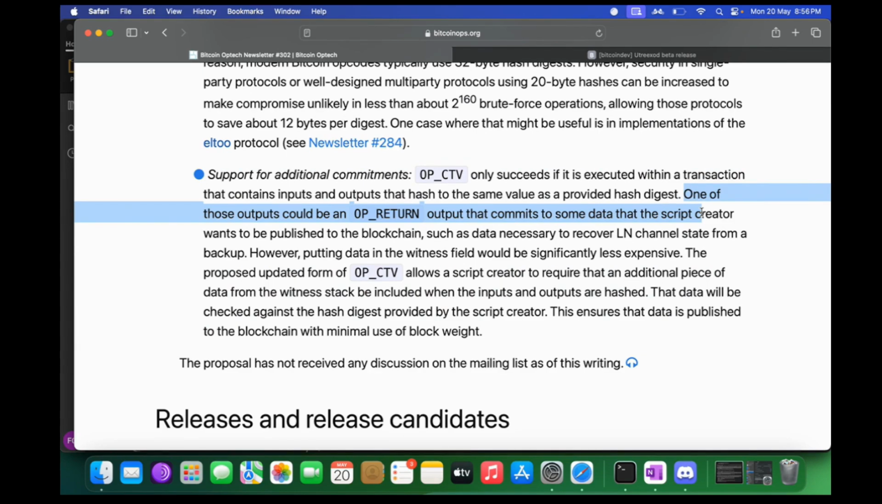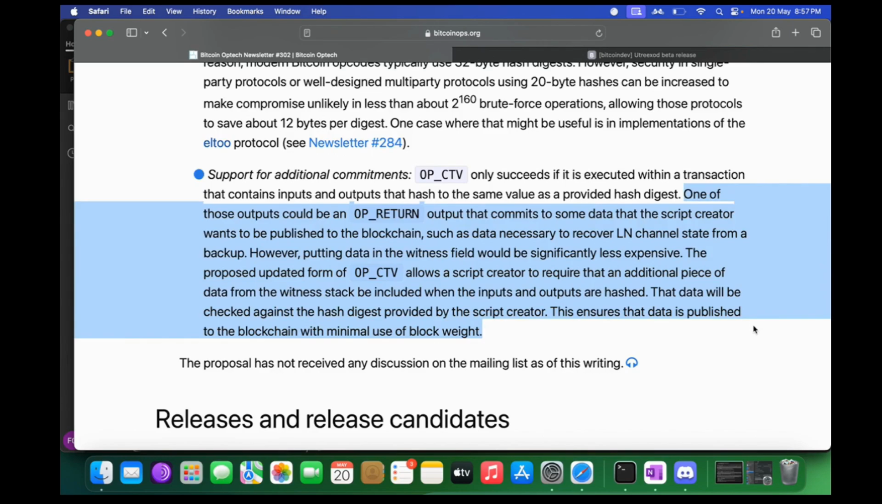The outputs of a transaction can also have OP_RETURN, which can hold some metadata. That commits to some data that the script creator wants to be published to the blockchain, such as data necessary to recover Lightning channel state from a backup. However, putting data in the witness field would be significantly less expensive. The proposed updated form of OP_CTV allows a script creator to require that an additional piece of data from the witness stack be included when the inputs and outputs are hashed. That data will be checked against the hash digest provided by the script creator. This ensures that the data is published to the blockchain with minimal use of block weight.